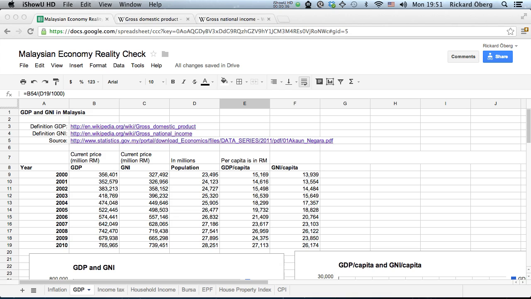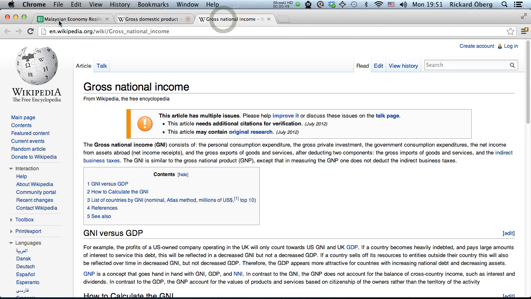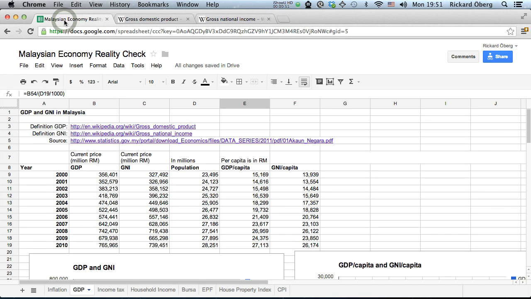GDP stands for Gross Domestic Product and Gross National Income is GNI. If you want to know the exact definitions, you can find them on Wikipedia under Gross Domestic Product and Gross National Income. But they're basically two indicators that are often used to measure how a country's economy is doing. GDP up, good. GDP down, bad. Same thing with the GNI.